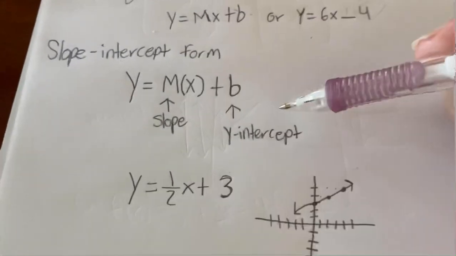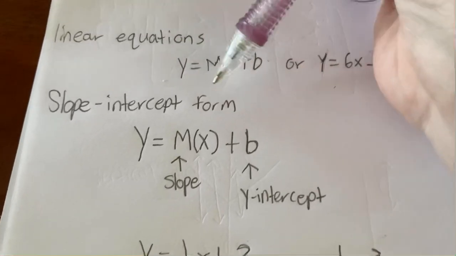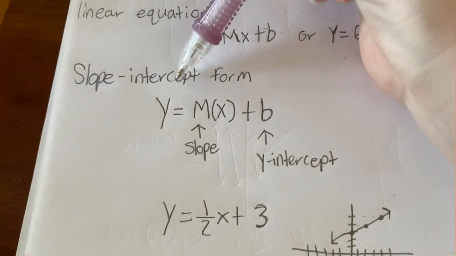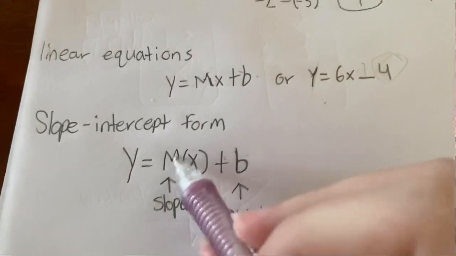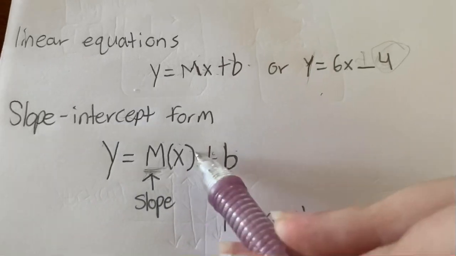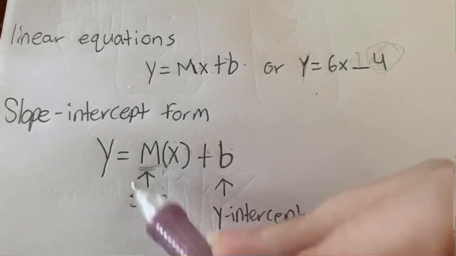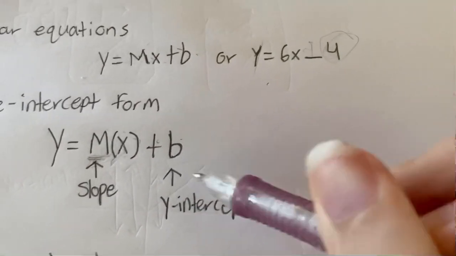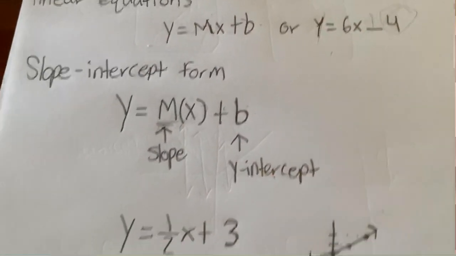Now, moving on to help make that more sense is slope-intercept form. Slope-intercept form is y equals mx plus b. Now, the m is your slope, and there's an x right there because that's where it is on the x-axis. And b is your y-intercept. So that is your equation for slope-intercept form.